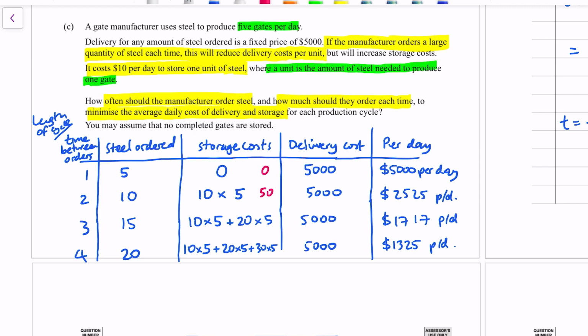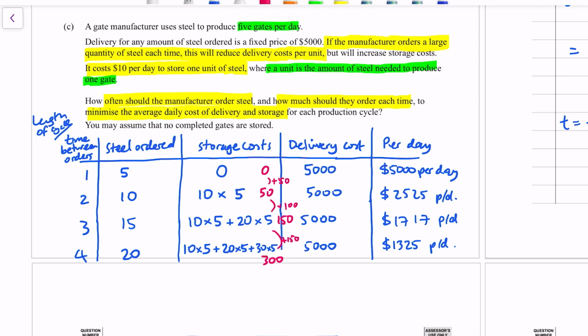0, 50, 150, and then this next one's 10 times 5 plus 20 times 5 plus 30 times 5. That comes out to be 300. And you can say it goes up 50, up 100, 150, and so on. And it's a quadratic pattern. Plus 50, plus 100, plus 150, and so on. So we could express the storage costs as a quadratic function. The second difference of the quadratic pattern is 50.